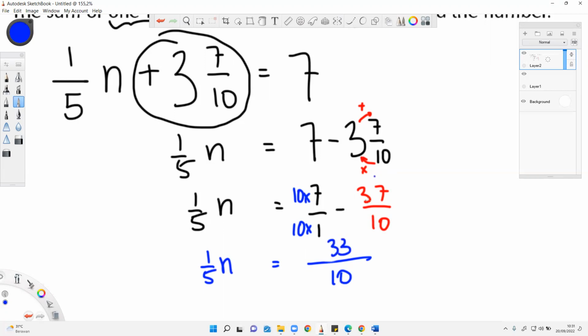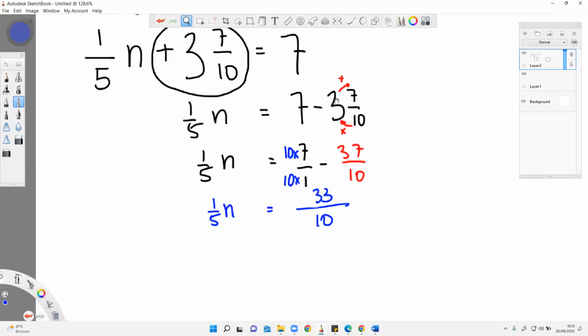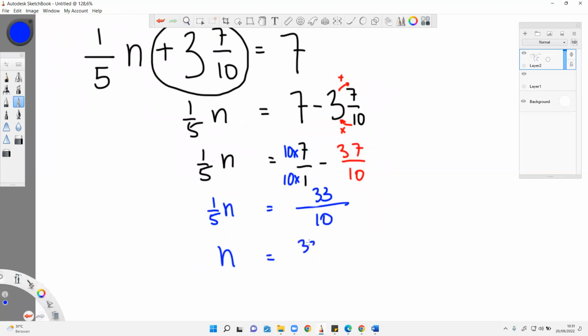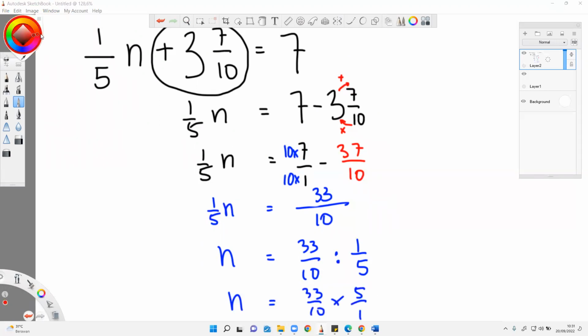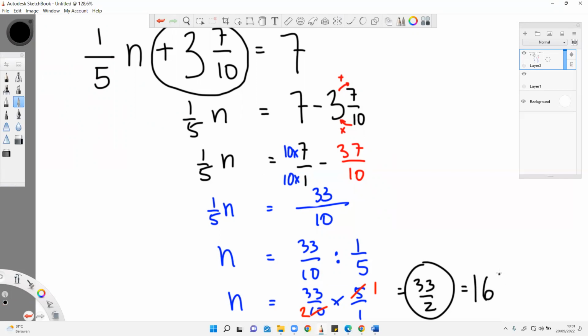Understand, guys? And then how do you find the n? Divide. Divide by 1/5. It means you can directly multiply by 5/1. Understand, guys? So you will get the answer 33/2. If you want to make into a mixed fraction, go ahead. 16 1/2. Okay, Mr. Hans, how if I want to change it to a decimal? Again, no problem. 16.5. Done.